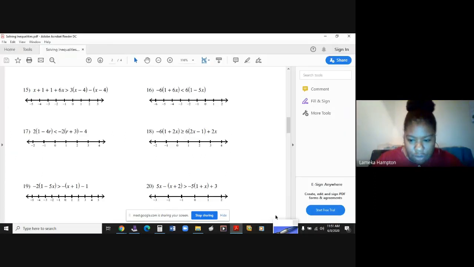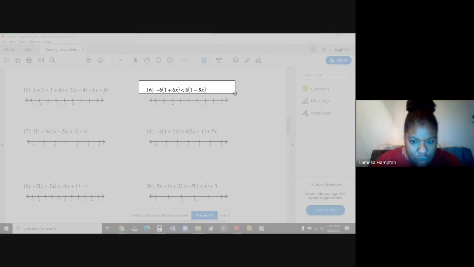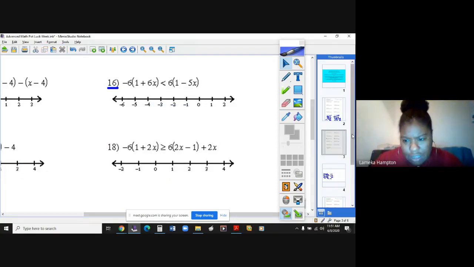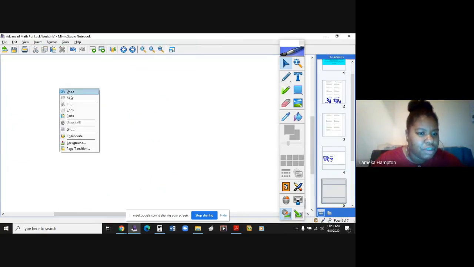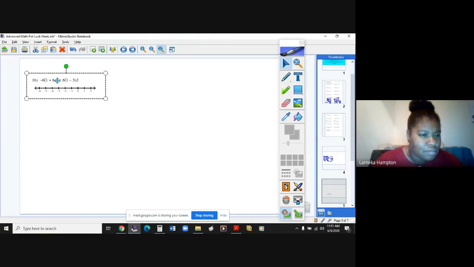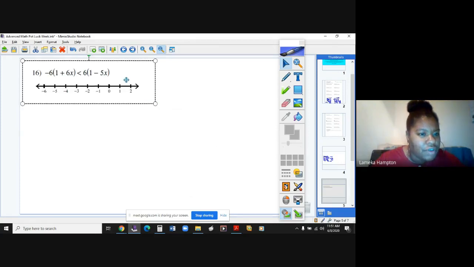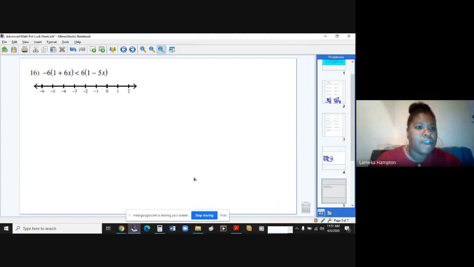So what I'm going to do now. Okay. All right. So now I'm going to cut that and I'm going to make another new page and simply just paste it here. Okay. All right. And I'm going to make this bigger so that way everyone can see it. All right.